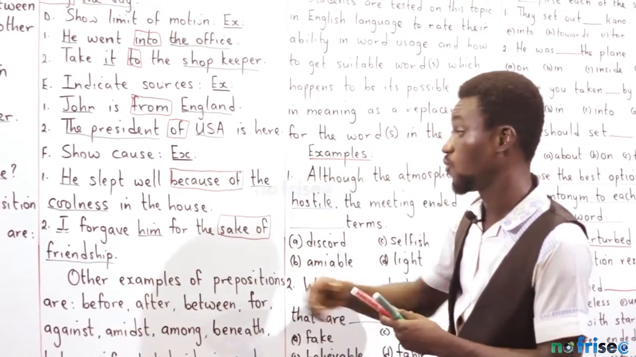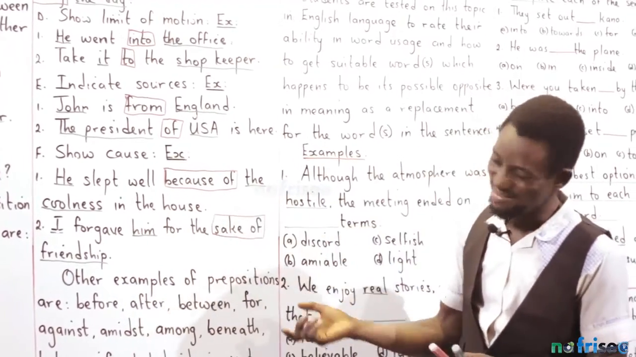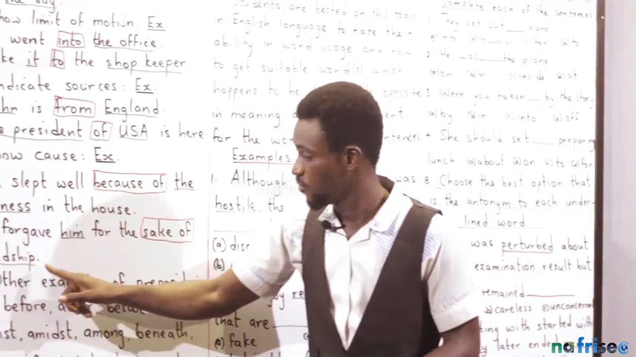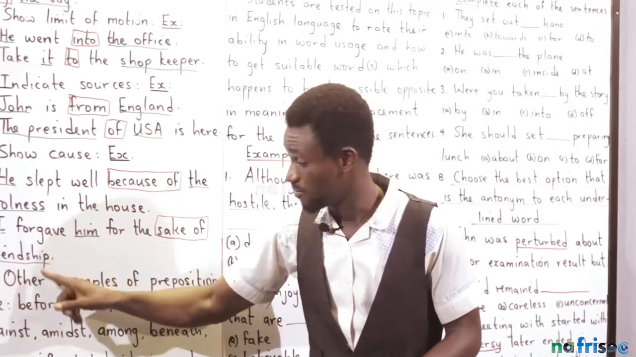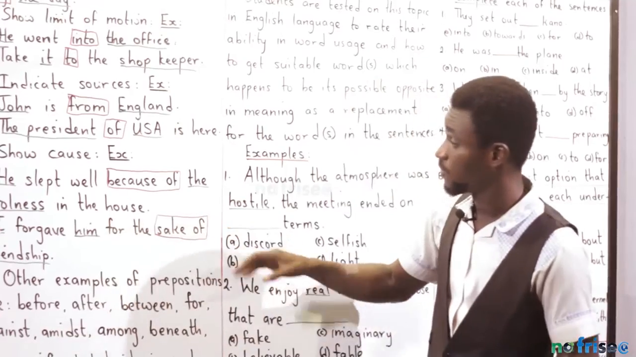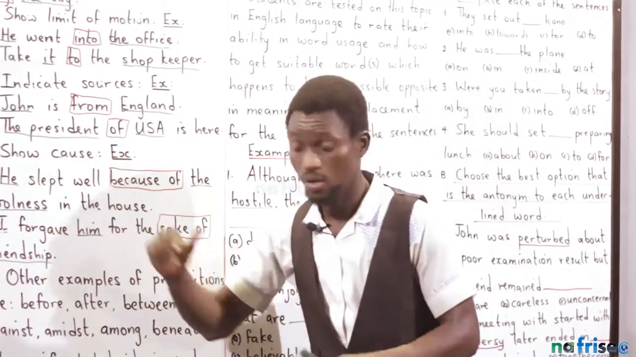So if there was no friendship, I wouldn't forgive him. So this sake of is giving me the reason why I forgave him, which is what? Friendship. So that is the relation, okay? The relation that exists among these three. Okay, so sake of. So these are more examples of prepositions that obviously show cause.